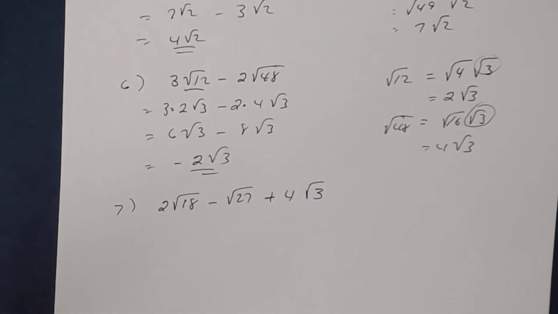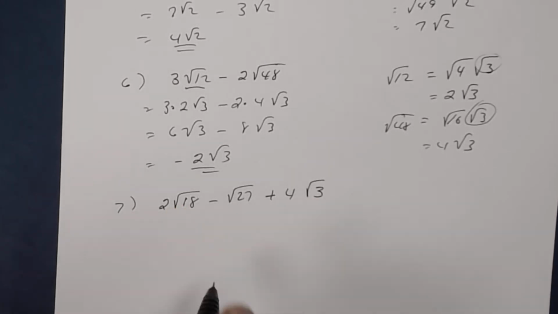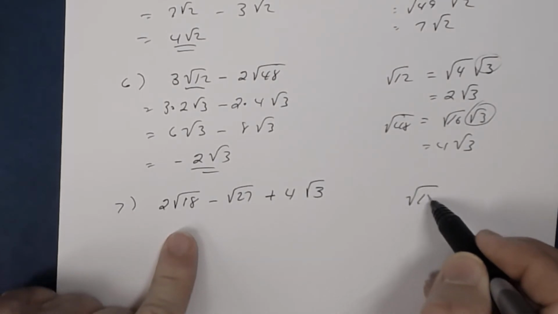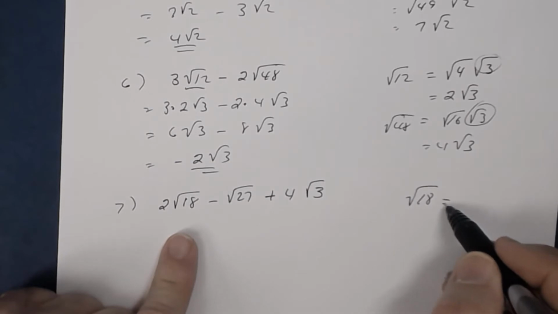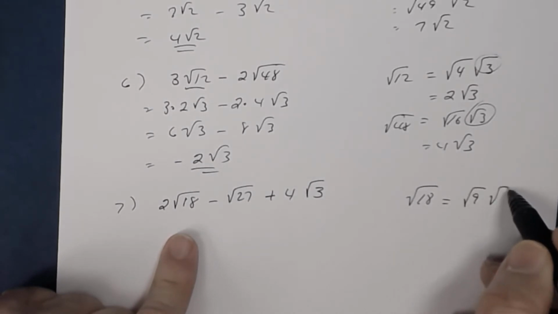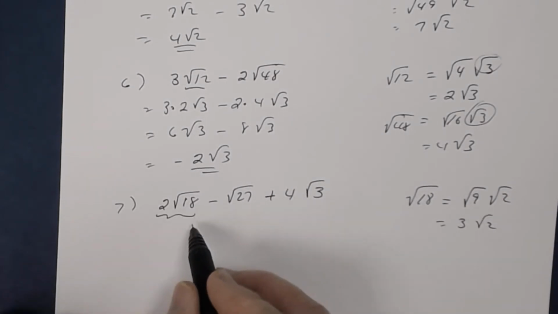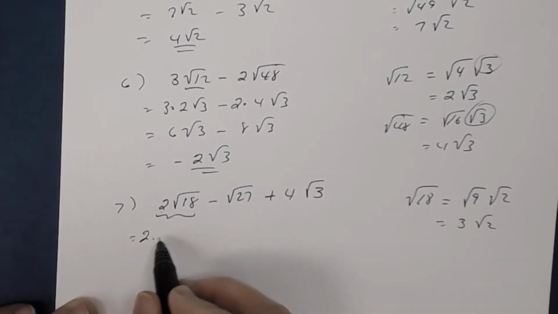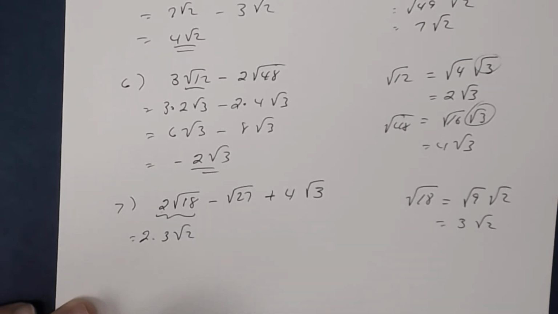Okay, now let's look at the square root of 18. First of all, if you look at those three, can I simplify this one? No, cannot simplify this one. So let's look at these two. Square root of 18. What's the largest perfect square that goes in 18? Okay, 9. So that's square root of 9 times square root of 2. So that's 3 square root of 2, right? So that's going to be 2 times 3 square root of 2. Y'all agree? Square root of 18 is 3 square root of 2, right?